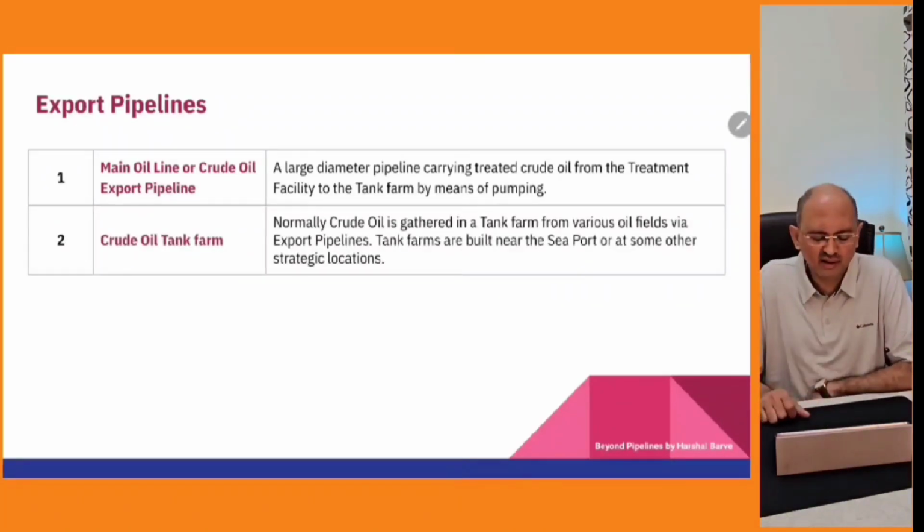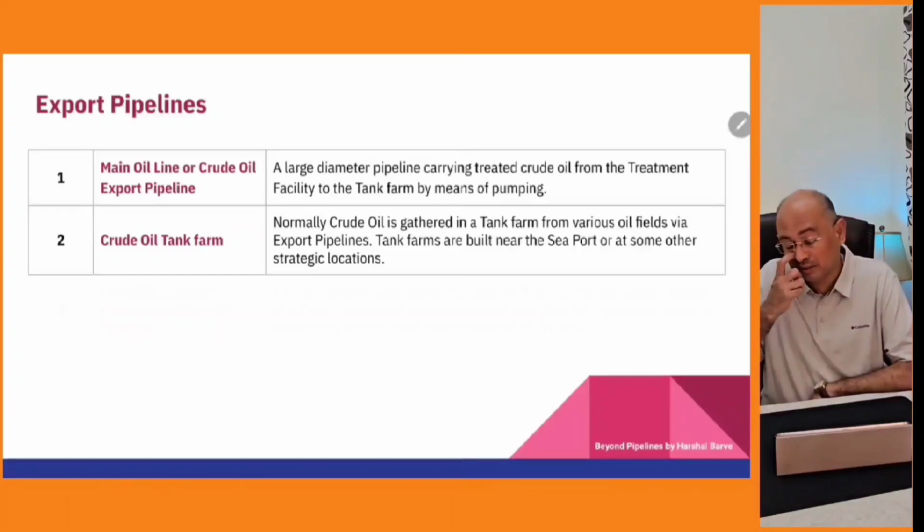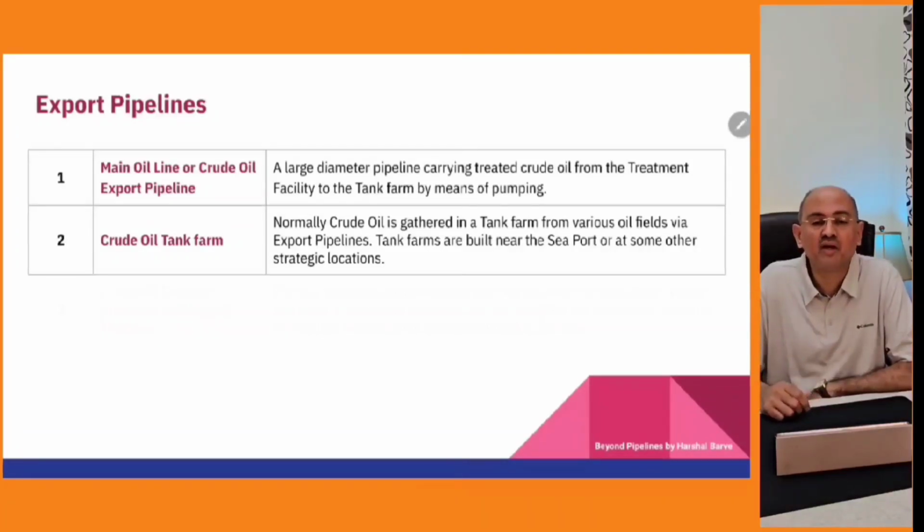Crude oil tank farm, as the name suggests, is basically gathering all the crude together in the tank farm. It's also sometimes called strategic storage, because you can keep a large amount of crude oil stored there, and if there is an anticipated fluctuation in the oil price, then sometimes you can increase the export whenever required, depending upon the higher price available in the market.